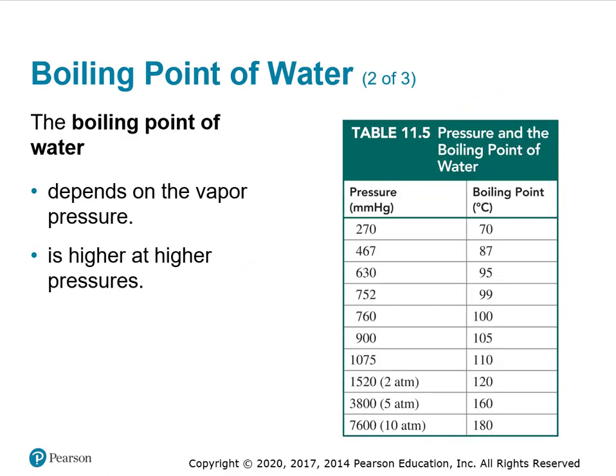The boiling point of water depends on vapor pressure. It's higher at higher pressures. Let's look at the pressure when the boiling point, we just said at 100 it was 760, but let's look at 180. It's at 7,600. At a pressure of 7,600, the boiling point is substantially higher at 180 degrees.